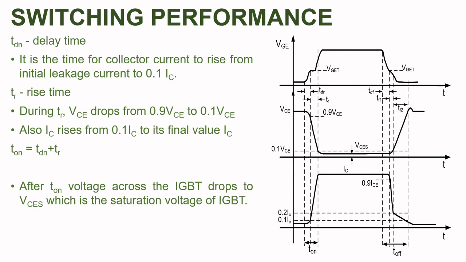During delay time, the collector to emitter voltage also drops from its initial off-state value to 90% of its off-state value. During rise time, the collector current rises from 10% of its final on-state current to the final on-state current. After T on, the voltage across IGBT drops to the saturation voltage, which is given by VCES.